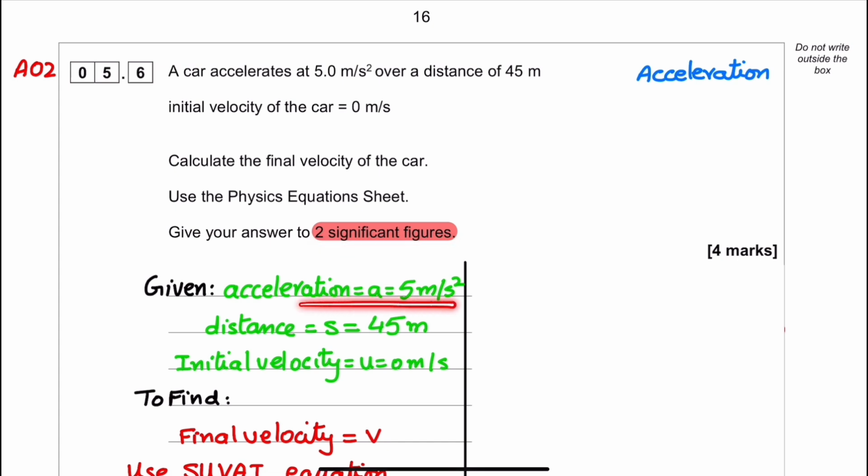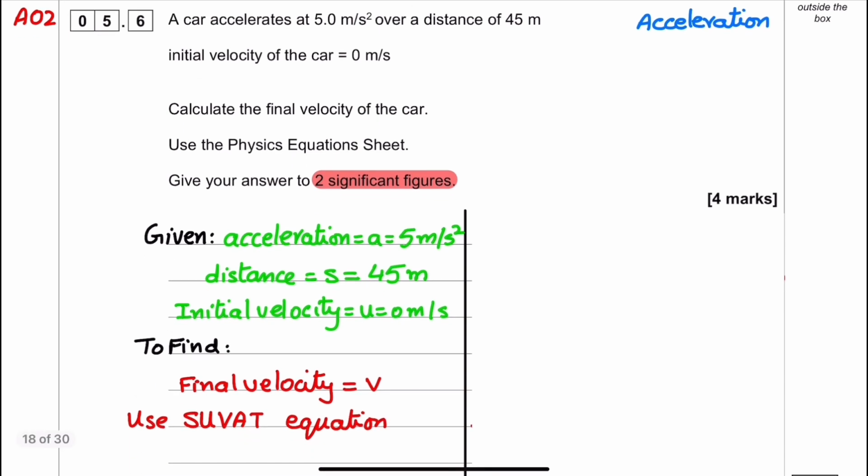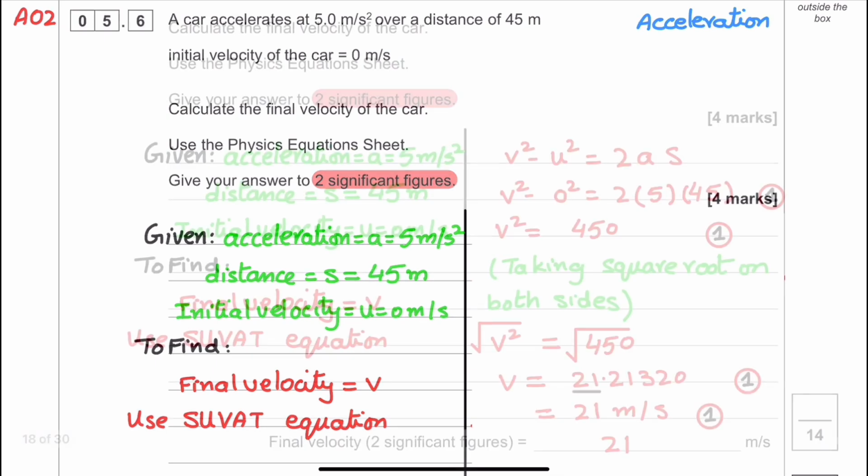The acceleration is given, the distance is already given, and the initial velocity u is 0 meter per second. The student needs to find the final velocity. We need to use the Suvat equation. With the help of the Suvat equation, we can find the final velocity. Let's see the model answer.